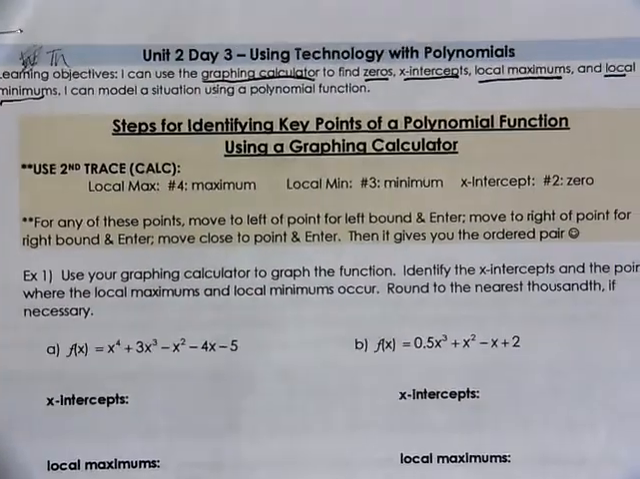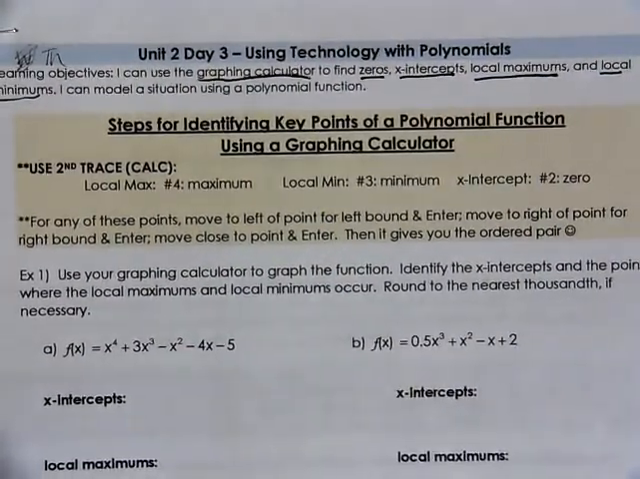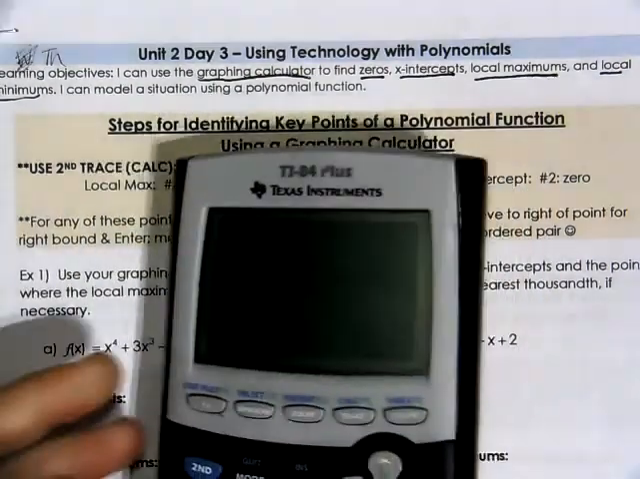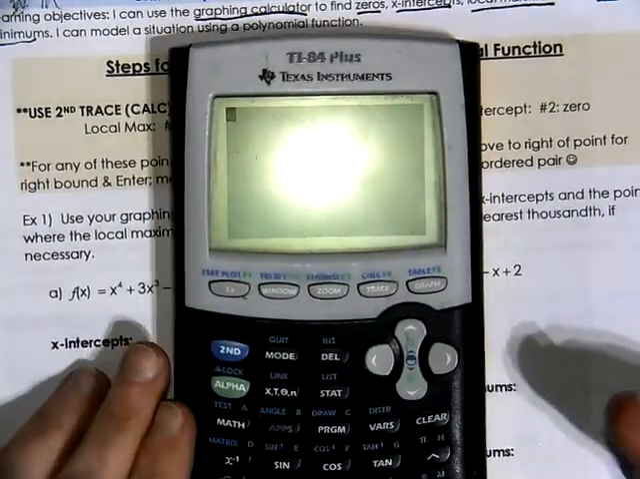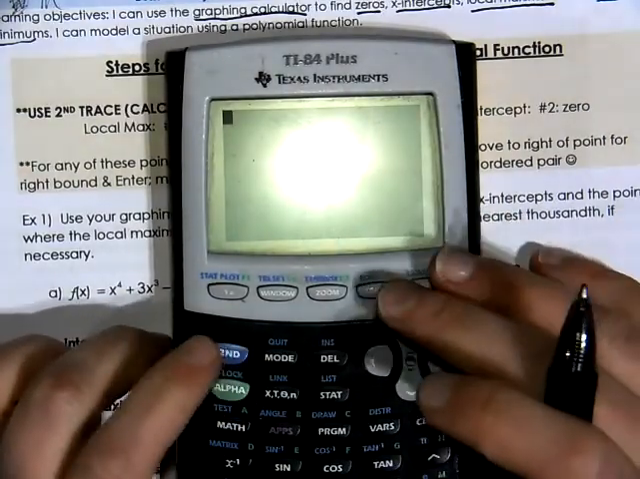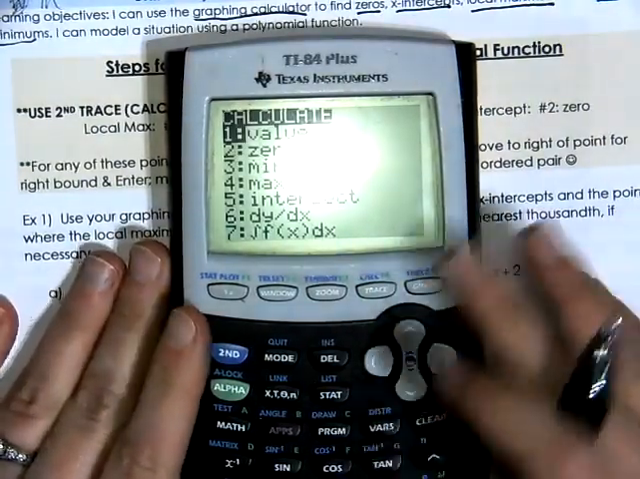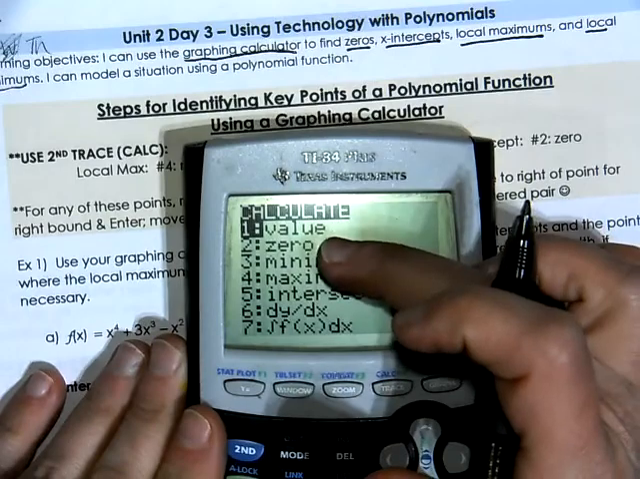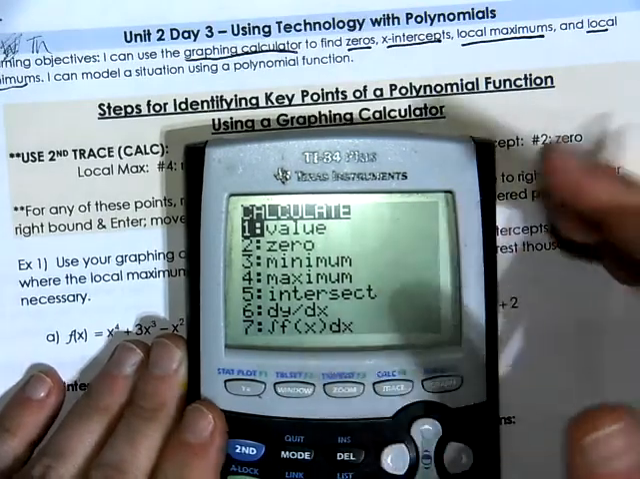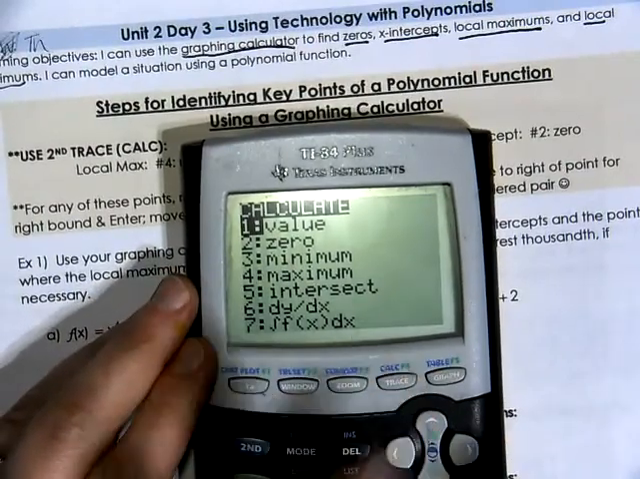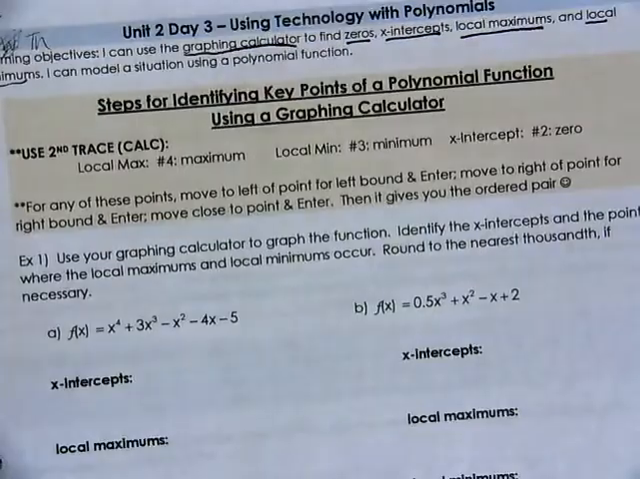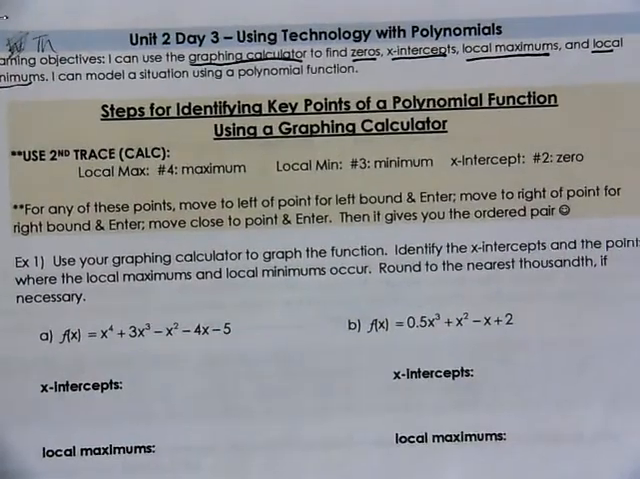Here are the steps for identifying key points of a polynomial function. First of all, we are going to be working with our calculator, and we're going to be working with our second trace feature, which is our second trace if we want to calculate. We're going to be working with values, zero, minimums, maximums, intersections. I believe we've already worked with intersections. So it's primarily going to be second trace. We are also going to be working with regression as well.